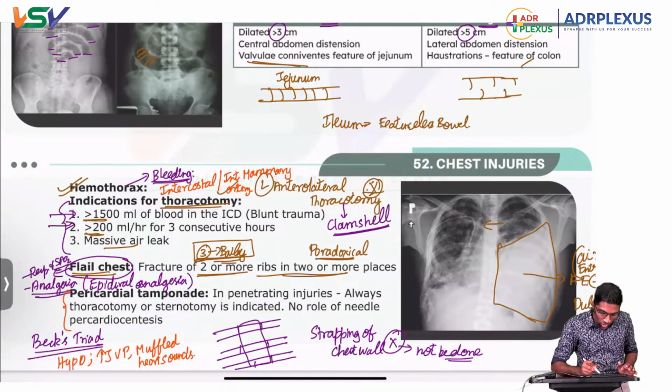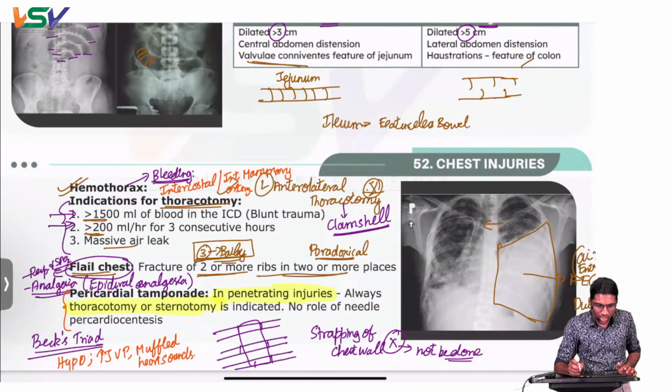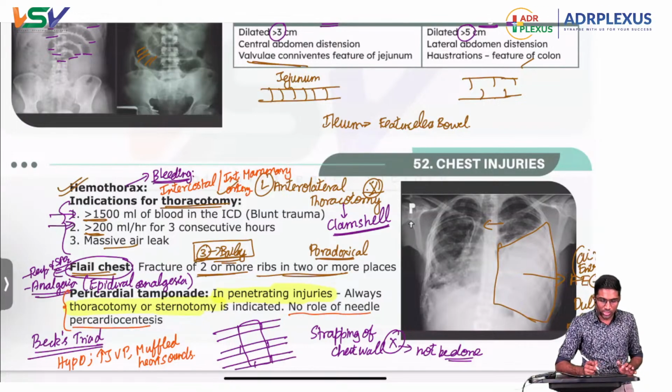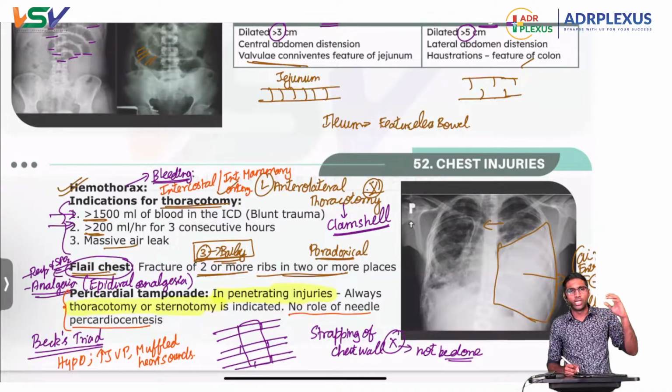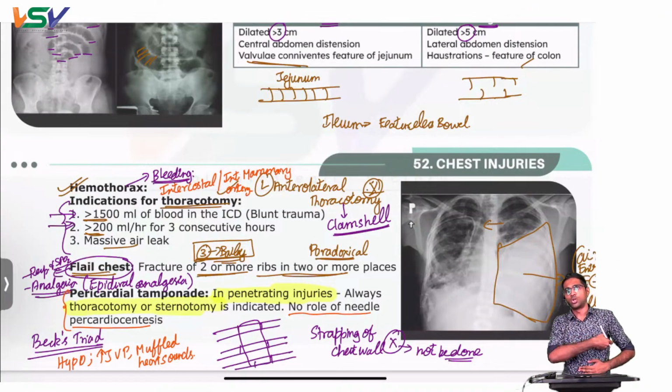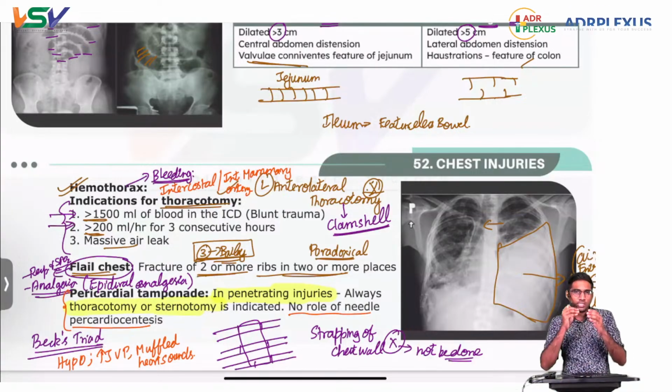Please remember, in penetrating injuries, always go for a thoracotomy or sternotomy. There is no role for needle pericardiocentesis. This needle pericardiocentesis was done previously. Now they have changed it to doing a sternotomy or a thoracotomy. Why? Because there is active bleeding.